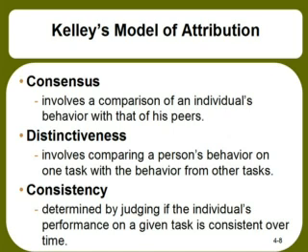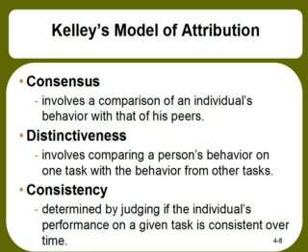Consensus is a heuristic tool that is used in attribution and involves a comparison of an individual's behavior with that of his peers. High consensus would indicate that an individual is behaving in a similar manner to his or her peers. Low consensus indicates that an individual is acting differently than his or her peers. Distinctiveness involves comparing a person's behavior on one task with the behavior from other tasks. High distinctiveness indicates comparable behavior. Low distinctiveness indicates one individual's behavior is different from peers.